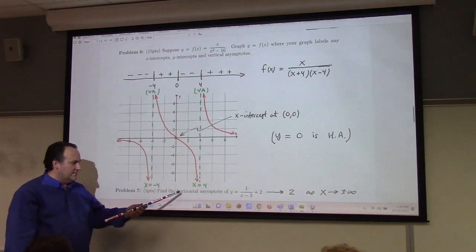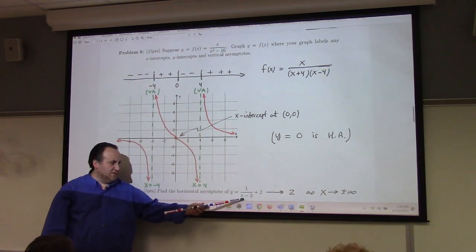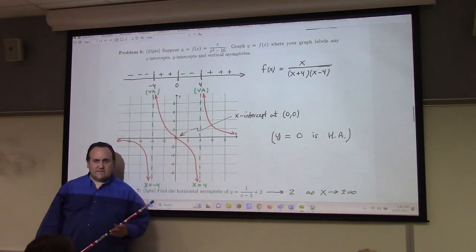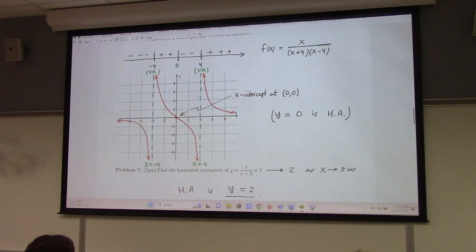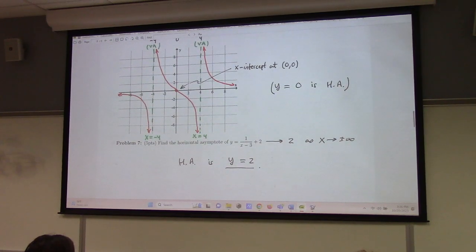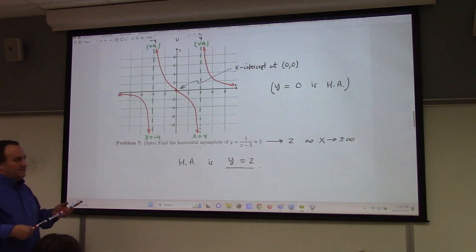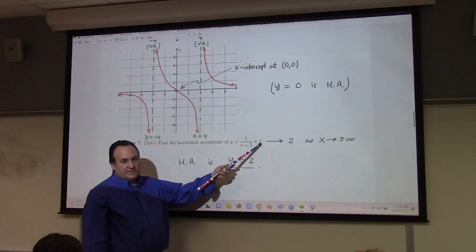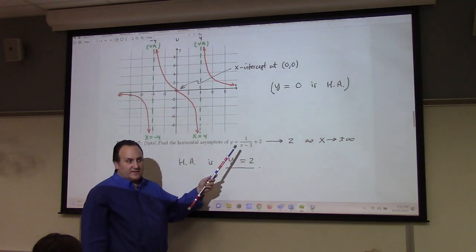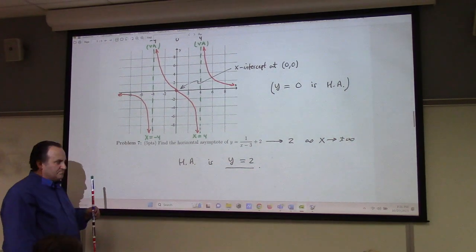Now, of course, this one, I ask you to find the horizontal asymptote of 1 over x minus 3 plus 2. So that kind of falls outside the scope of my theorem, doesn't it? But if you think about putting in a large number, what happens? If I put in 1,000,000, all that matters is the 2, right? So this goes to 2 for large values of x, in either the negative or positive direction.